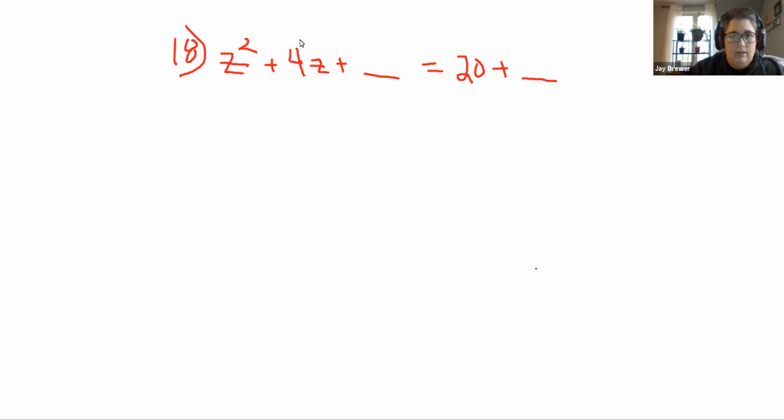You look at the middle term, which is 4z. You're going to focus just on the 4. You take 1/2 of the middle term, and then you square it. So half of 4 is 2, and then 2 squared is 4 again.